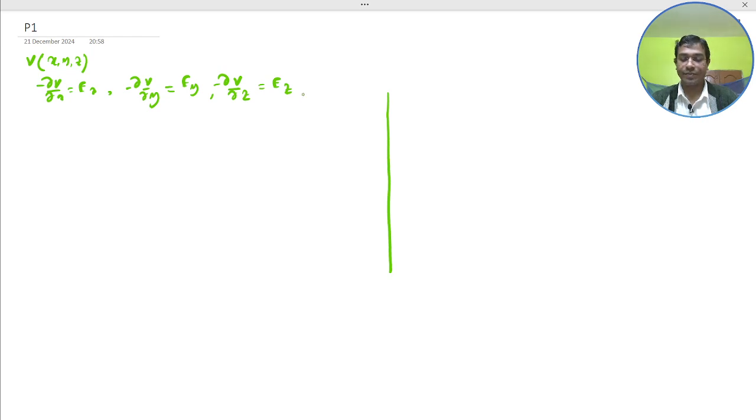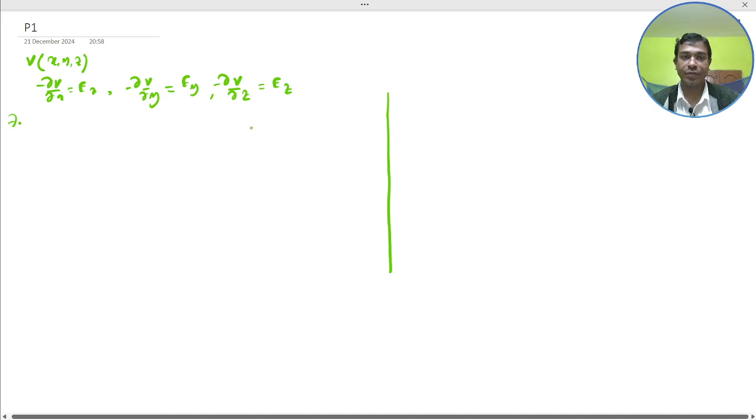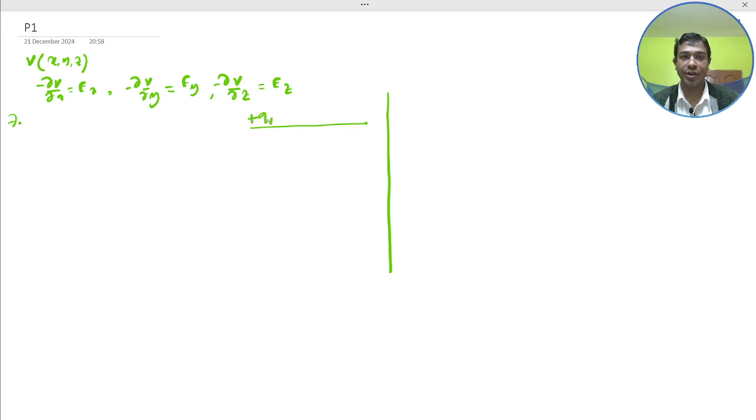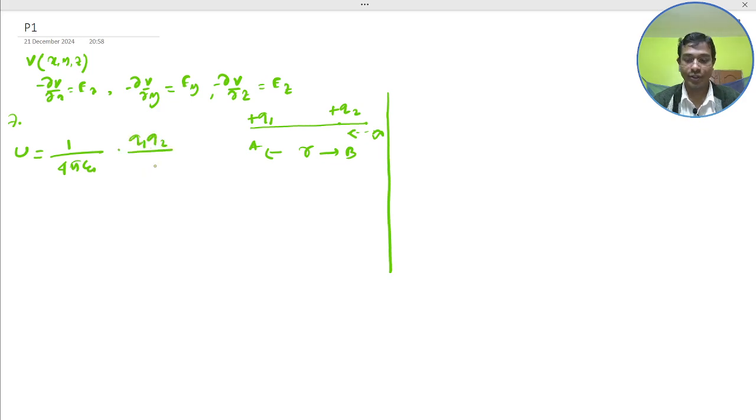So electric potential energy of a two charge system is defined as the electric potential of a two charge system. Suppose this is Q1 charge and here the plus Q2 charge. To bring one charge from infinity to here, this is point A and this is B. This distance is R. So the electric potential energy U is defined as 1 by 4 pi epsilon naught Q1 Q2 divided by R. This is in the unit of joule.